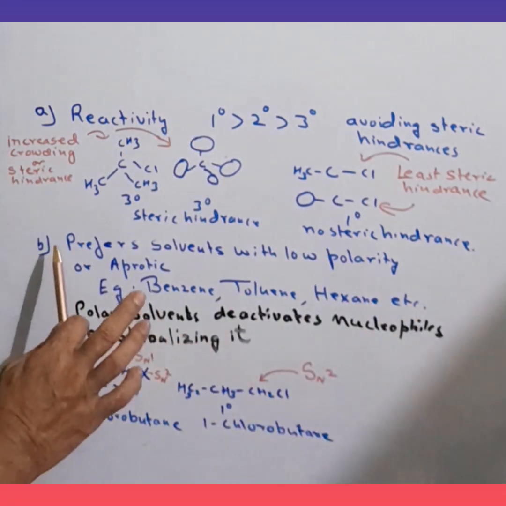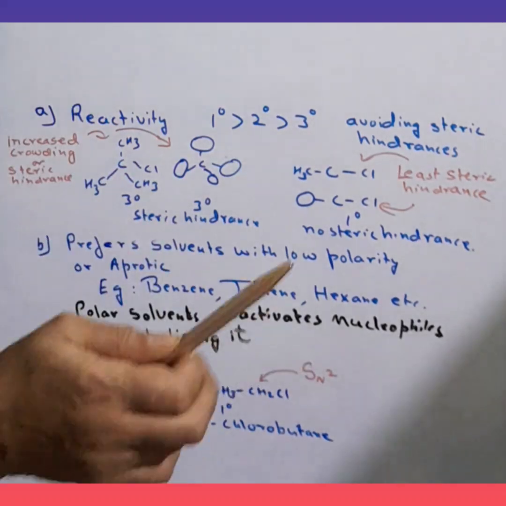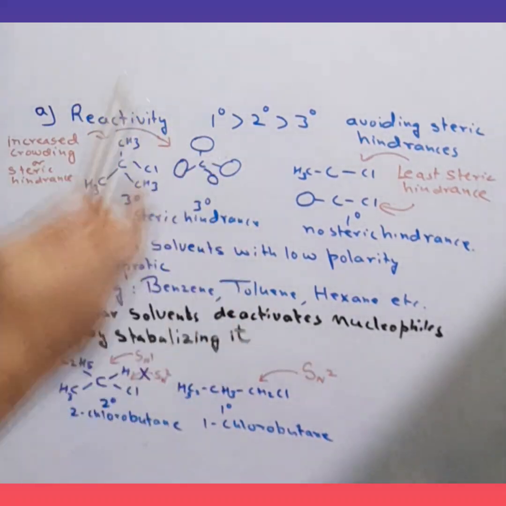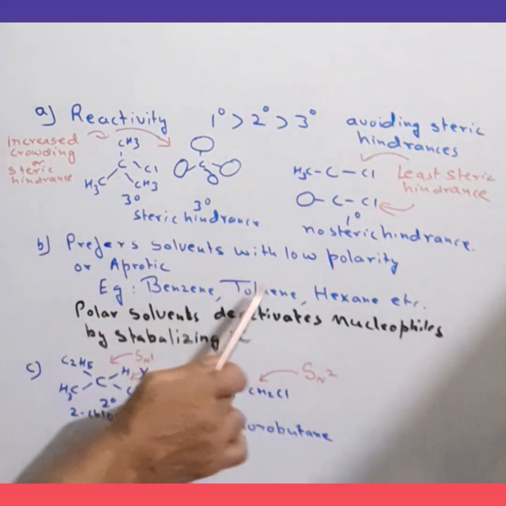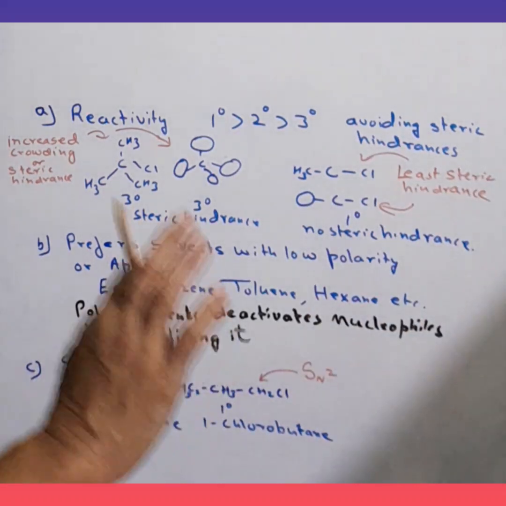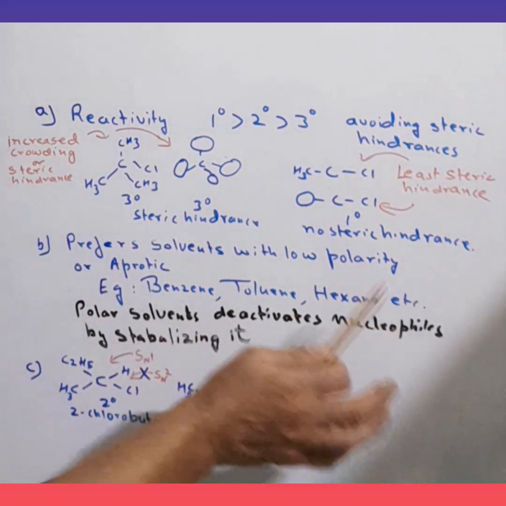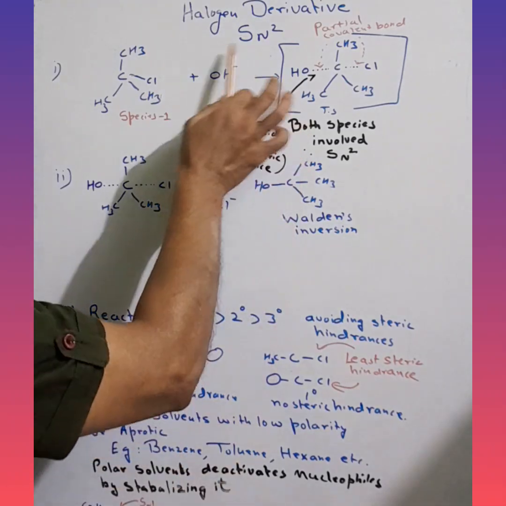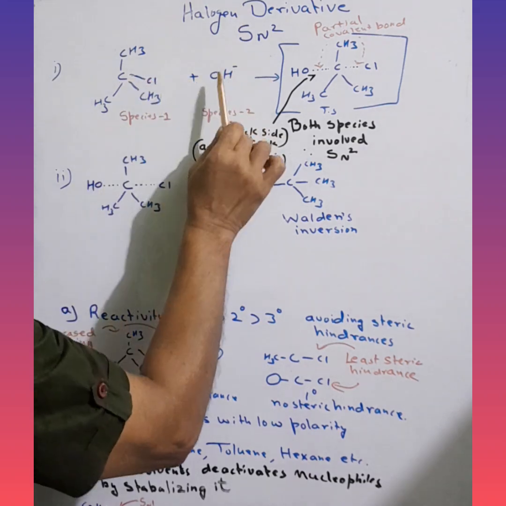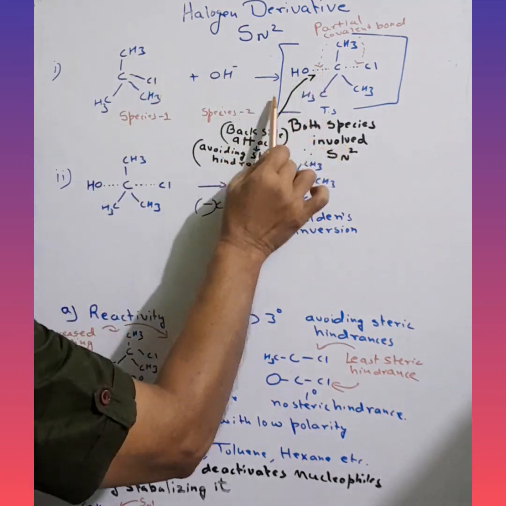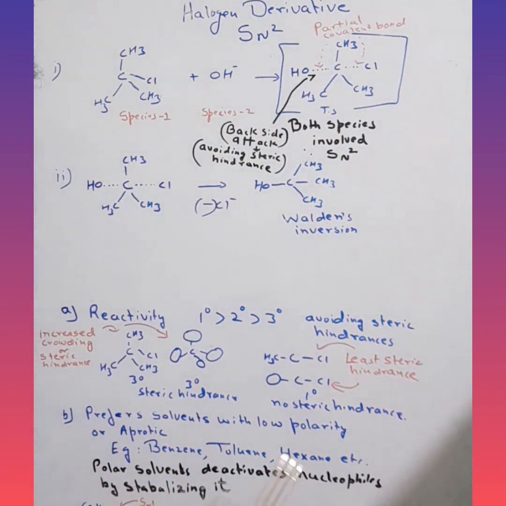Fine. Now, preferred solvents. There we saw in case of SN1 that we used a polar solvent because that was what facilitated the reaction. Whereas in this case we use low polarity solvents, for example benzene, toluene, hexane, etc. Why not polar solvents? Because if I use polar solvents, that would deactivate the nucleophiles by stabilizing them. So the polar solvent would deactivate this, as a result of which it won't be able to do the nucleophilic attack on the carbon. So that's about solvent.